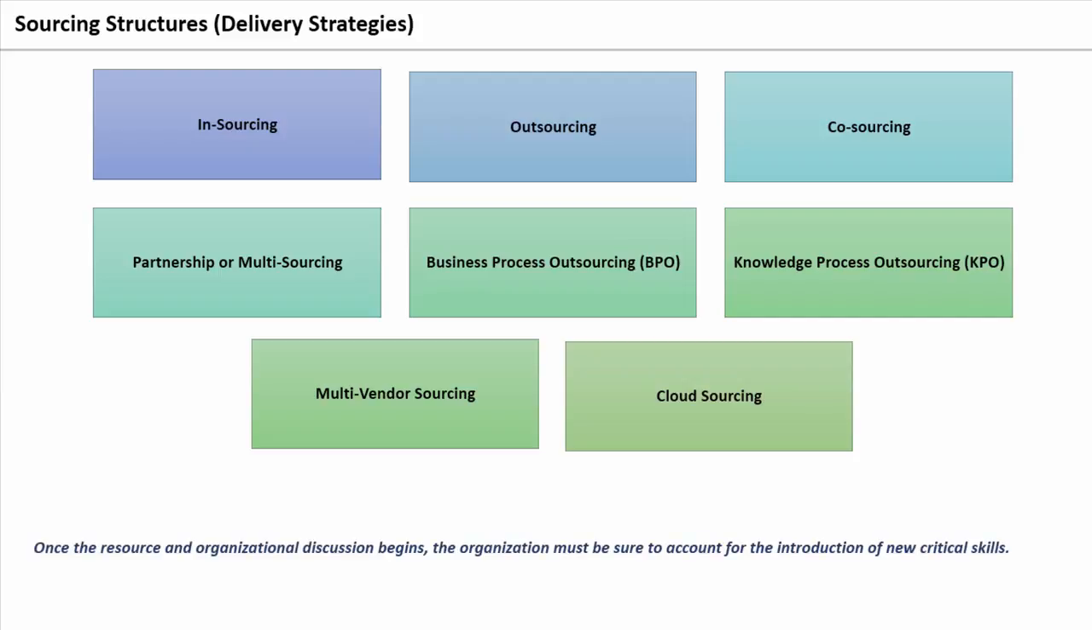Once the resource and organisational discussion begins, the organisation must be sure to account for the introduction of new critical skills. These competencies generally fall into three categories: business, technical and behavioural. For example, the greater the level of outsourcing, the greater the need for business and behavioural skills. The greater the level of insourcing, the greater the need for technical skills.